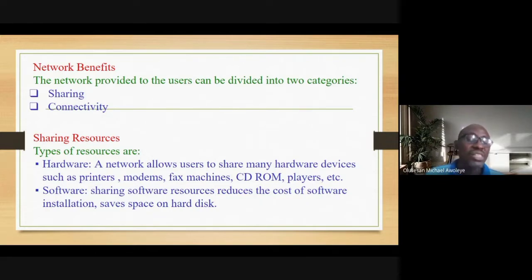And then you can also share software. Sharing software resources reduces the cost of software installation, like I've said. It saves space on your hard disk as well. So when you share software, it allows you to save space on your computer, because space is one of the key things we talk about when we are managing a computer system. Space is one of the key things that is very expensive in computing.